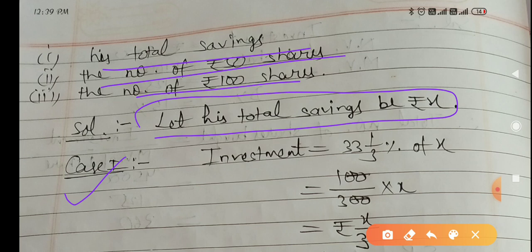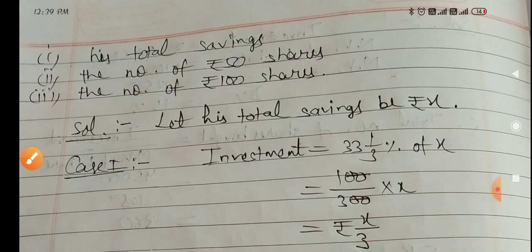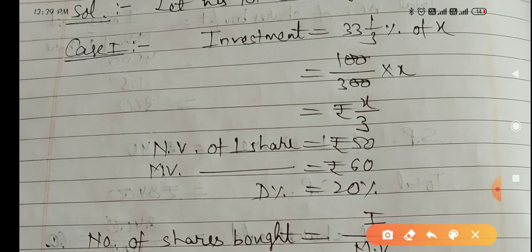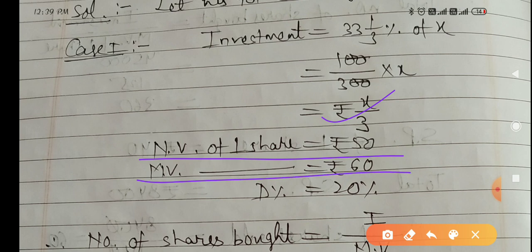So in case first, what is the investment? 33 whole 1 upon 3% of X. It is given 33 whole 1 upon 3% of X means of total savings. So by calculating you are getting X upon 3. X upon 3 is the investment in first case. And in first case NV is 50 rupees, MV is 60 rupees, directly it is given. And dividend percent 20% it is also given.